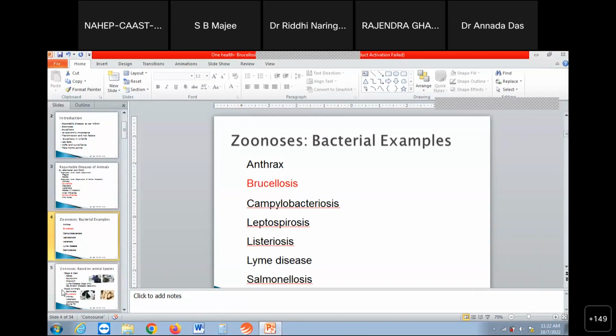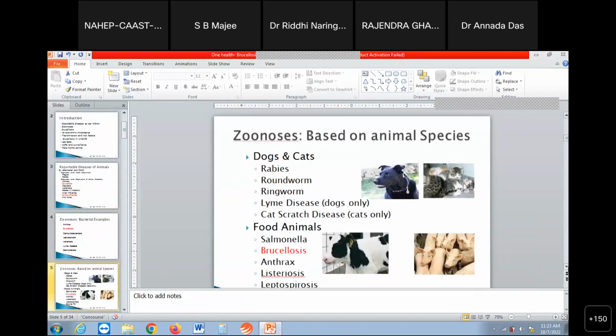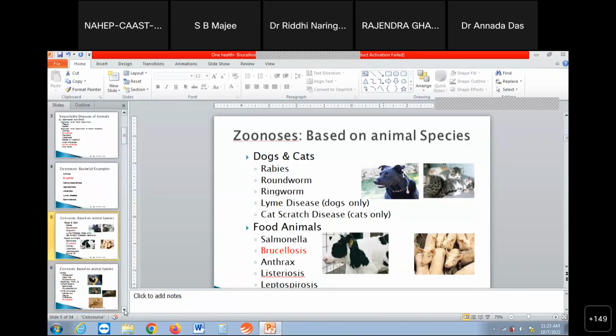Next we go to the zoonoses based on animal species. Among dogs and cats, we have rabies, roundworm, ringworm, Lyme disease, and cat scratch. And among the food animals, again, we see that brucellosis definitely takes up a big space, along with anthrax, listeriosis, leptospirosis, and salmonellosis. So these are some of the important zoonoses which we have to deal with in daily life.